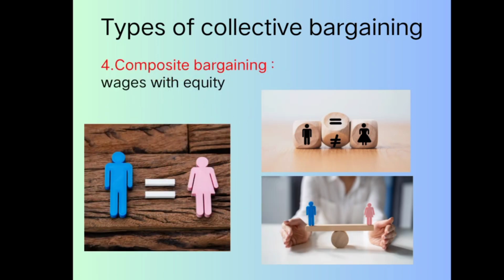Next is composite bargaining. That means wages with equality. So both the genders will get the same salary because both are going to do the same work. So this is known as composite bargaining, that is the bargaining for gender equality. Both men and women should have the same salary negotiation. So if men are receiving 20,000, the female also should receive the same amount. That is composite bargaining.